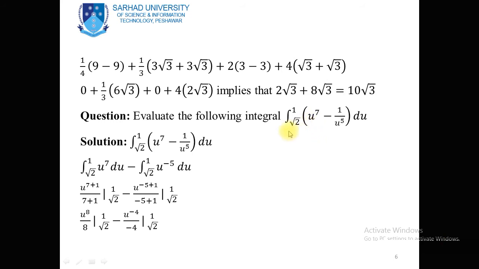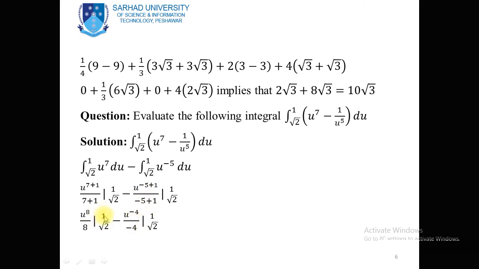Actually in the given problem we have only u^7, so the integration of u^7 with respect to u is equal to u^(7+1) divided by 7+1, and this is the limit integration from root 2 to 1. And now the integration of u^(-5) is equal to u^(-5+1) divided by -5+1. And now we obtain u^8 divided by 8 minus u^(-4) divided by -4.